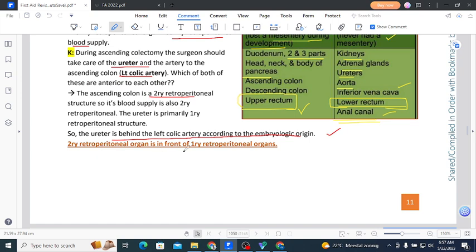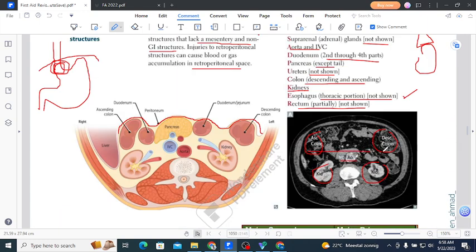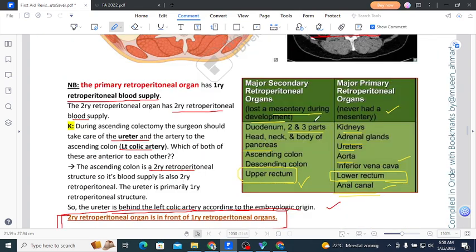A secondary retroperitoneal organ is always in front of a primary retroperitoneal organ. This is the rule: all the secondary retroperitoneal organs will lie anterior to the primary retroperitoneal organs. So you can see in this analogy as well, the duodenum, the pancreas, the colons are anterior to the kidneys and the ureters and the aorta and stuff like that. Even in this picture you can see that the ascending colon and descending colon are lying anterior to the aorta and kidneys, because the aorta, inferior vena cava, and kidneys are primary retroperitoneal structures, while the ascending and descending colons are secondary retroperitoneal structures. So this is the arrangement of the structures inside the abdomen, which they have tried to depict in this picture.